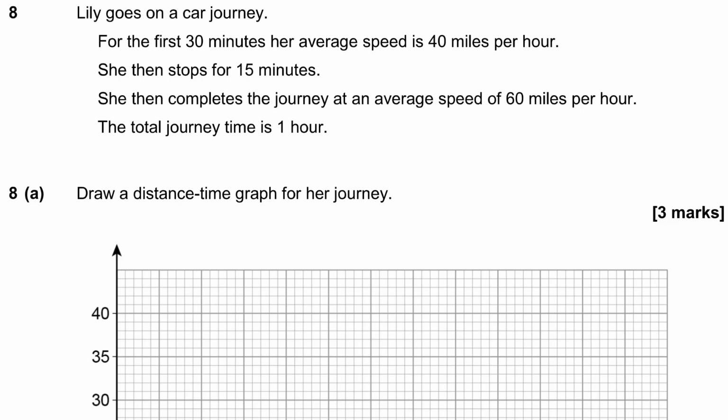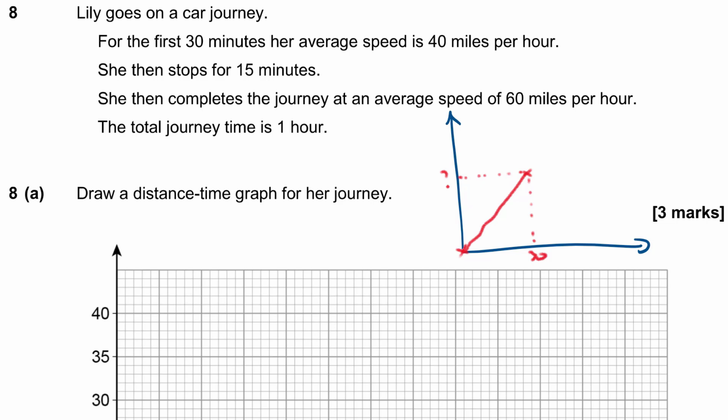Okay, so let's just quickly sketch, before we draw the graph properly, let's just quickly sketch out what we're expecting. So she's going to start at 0, 0, and she's going to travel for 30 minutes at an average speed of 40 miles an hour. Now, that should be a straight line section then, shouldn't it? Which takes us up to, well, we're going to have to work out what that height is here, aren't we?